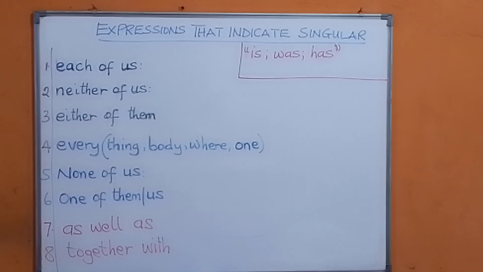So you see, these are expressions that you have to be careful to use with the singular form in your English grammar. So each of us, neither of us, either of us, everything, everybody, wherever you use them, you have to be careful to observe the rule of subject-verb agreement, which we are going to look at in a tabular form in our subsequent videos.